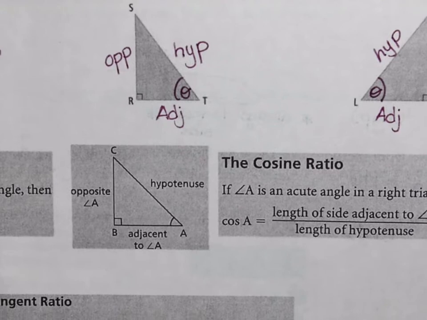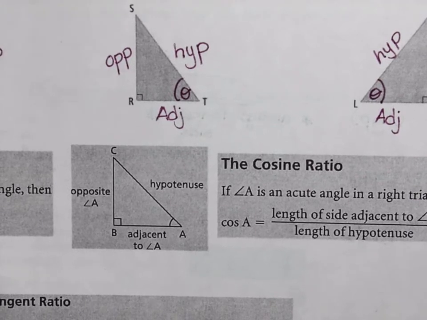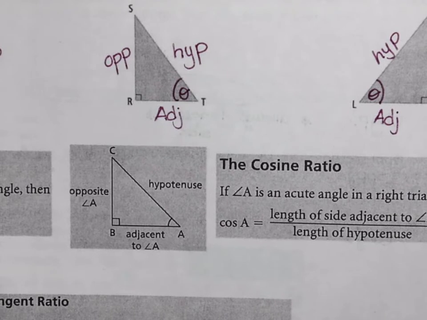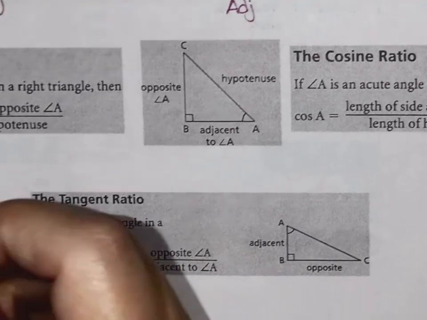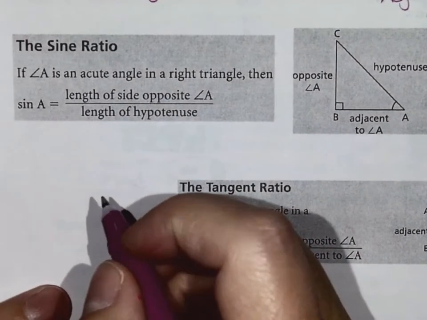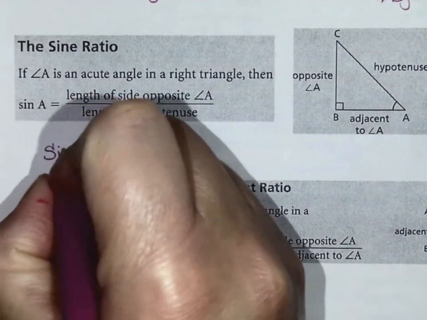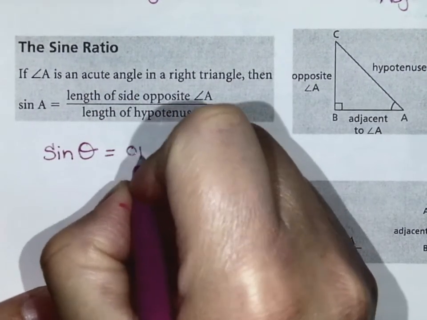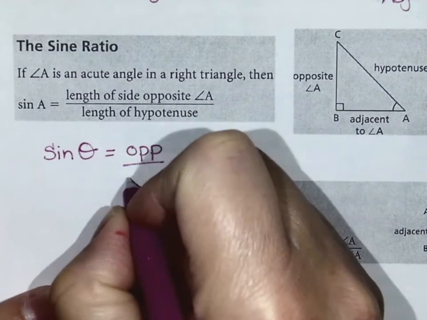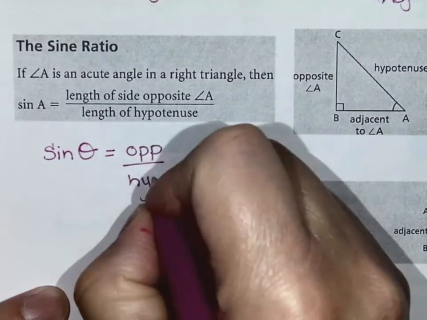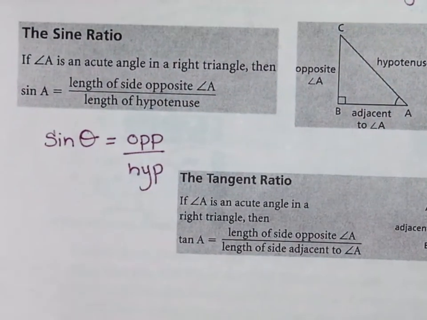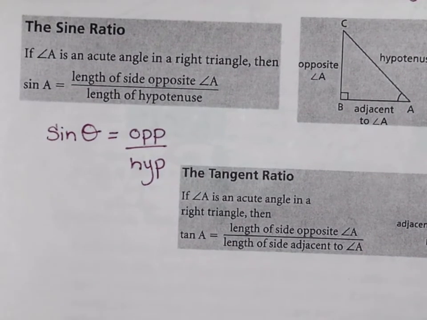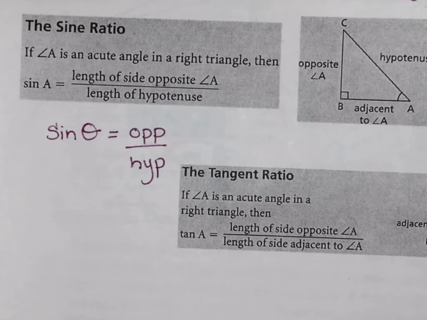All right, now that you know that, there's 3 trig ratios. So we're going to start with sine. Sine of the angle is equal to the opposite side divided by the hypotenuse. Okay, 3 trig formulas. They're always on my backboard. They live there because I use them a lot.